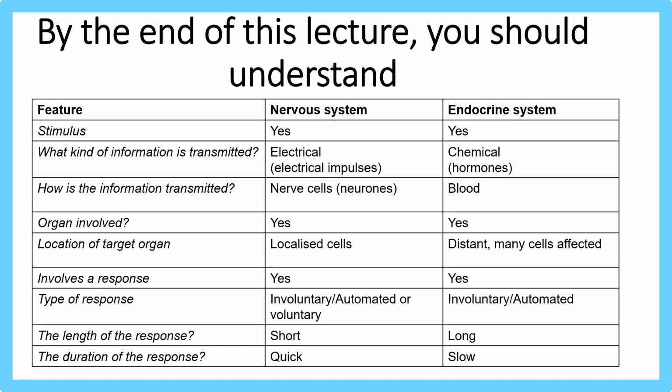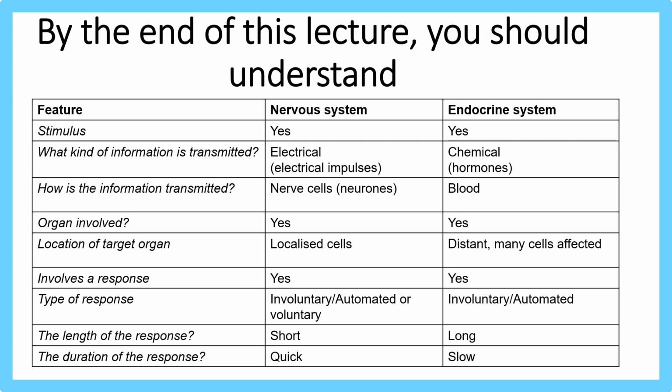There are key differences between the nervous system and the endocrine system, and there are also similarities between them. They both involve a signal being transduced. They also have an organ being involved. They also involve a response. But they vary in how the message is sent across, in the method and the length, and how long the response takes.